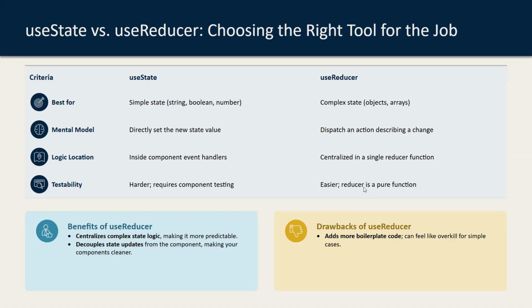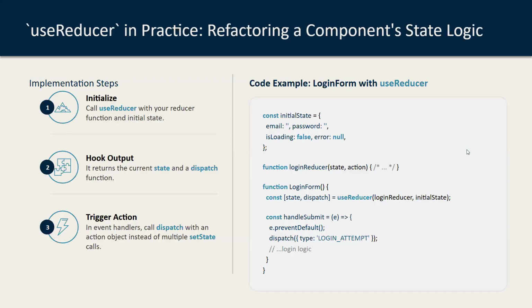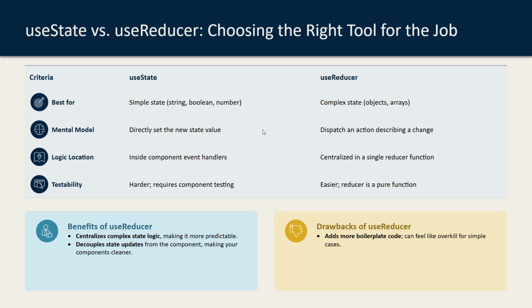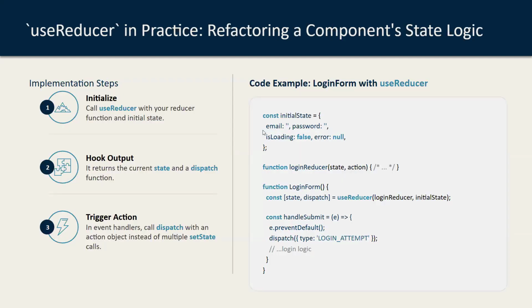Now that we have compared those two, let's move into another scaling problem in React, which is sharing state across components without passing props through every single level. But before we do that, let's see what useReducer actually looks like in a component. The implementation usually happens in three simple steps.